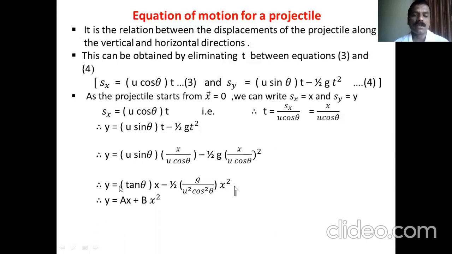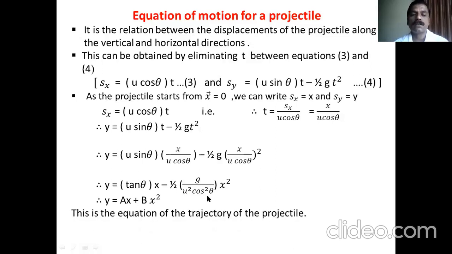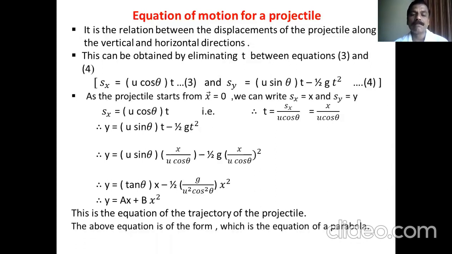Now if you observe this equation, it is written in the form y is equal to a into x plus b into x square. Capital A is taken for one constant, tan theta, and b is taken for the constant minus half into g divided by u square cos square theta. So this equation of motion is the equation of trajectory of the projectile. This equation is in the form of the equation of a parabola, which we have already written here.